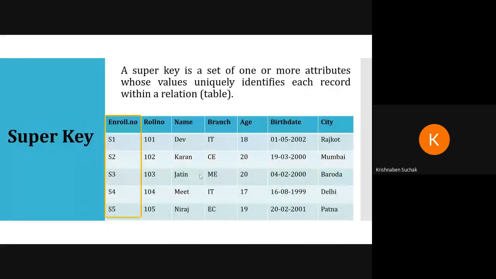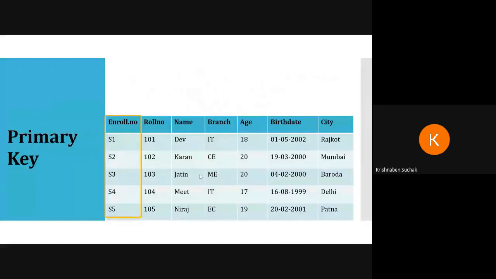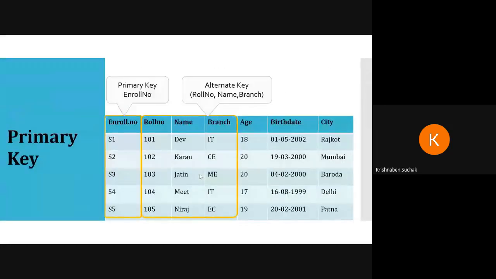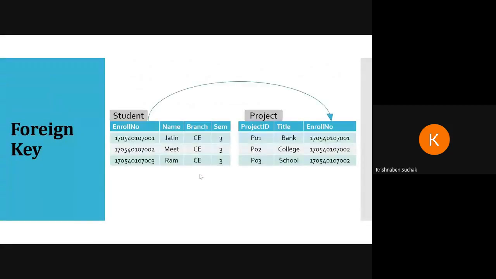Here we saw what is super key, candidate key, primary key, alternate key, and foreign key. The example we saw in the last lecture: in the student table, we take enrollment number as primary key, and in the project table we take enrollment number as reference key. So student is the parent table and this is the child table. Why? Because here it is the primary key and here we have taken the reference, so that is the foreign key.